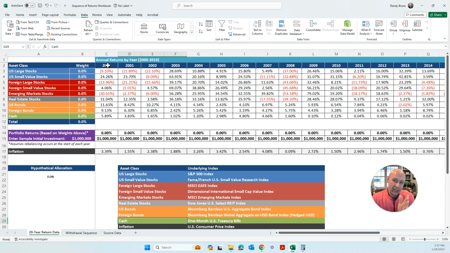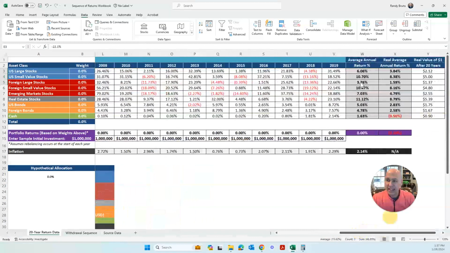On the screen, you'll see that for each of these asset classes, every single calendar year for the 20-year period between 2000 and 2019, you can see the actual calendar year returns. And then you just see all of them. If we scroll to the far right, you'll see the average annual returns over the 20-year period for each of those asset classes. You can also find the inflation-adjusted average annual return or real average annual returns.